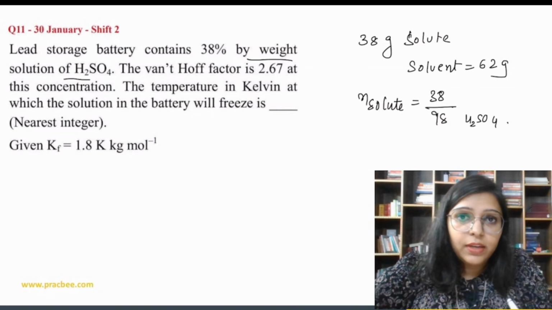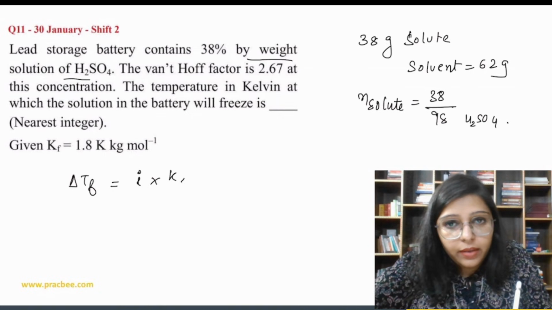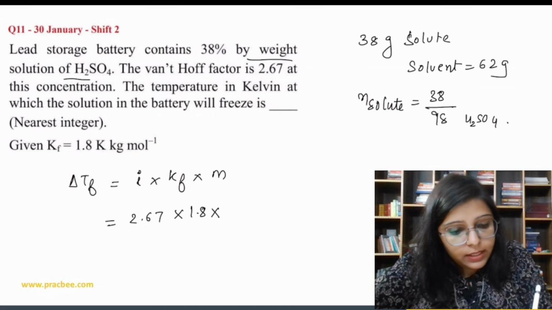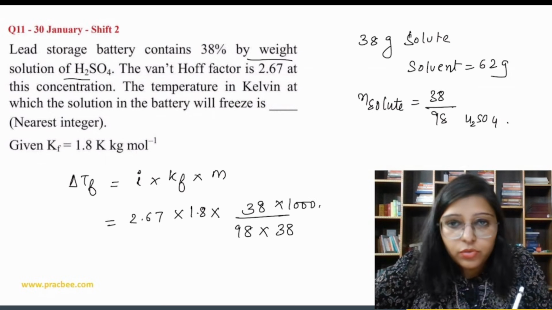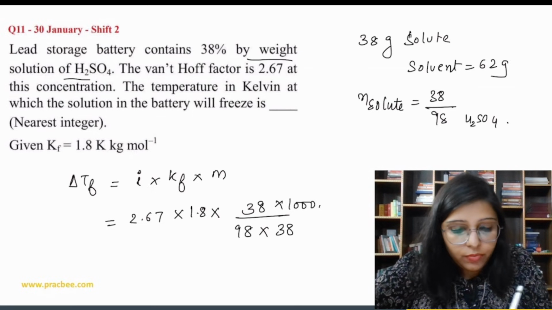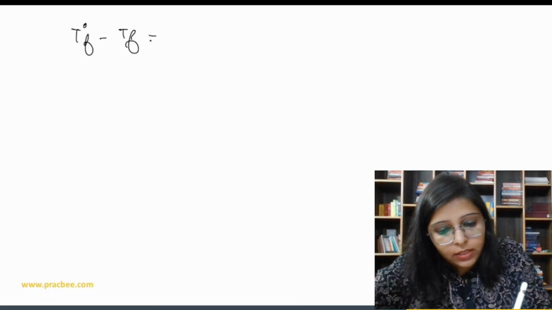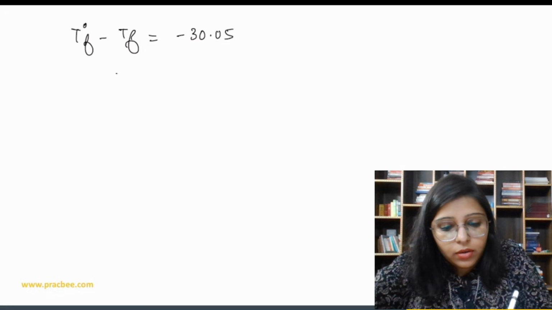We need the temperature in Kelvin at which the solution in the battery will freeze. So we write delta Tf is equal to i into Kf into molality. So i is 2.67, Kf is 1.8, molality is the number of moles of solute over the mass of solvent, that is 38 into 1000. Okay. So we can find out the value of delta Tf over here. So delta Tf comes out to be 30.05 degrees Celsius. Now T0f minus Tf is equal to 30.05, right?